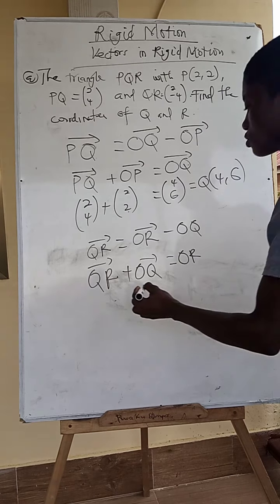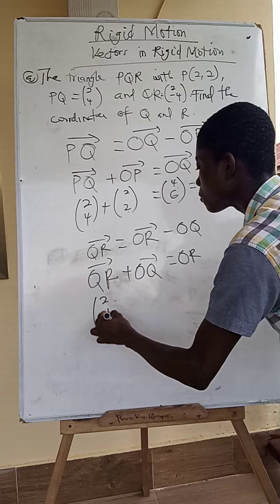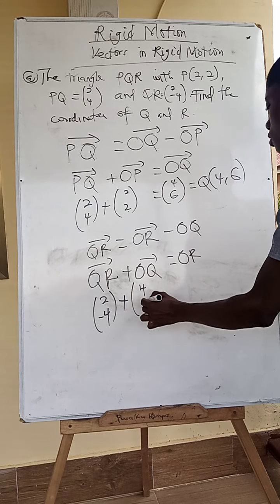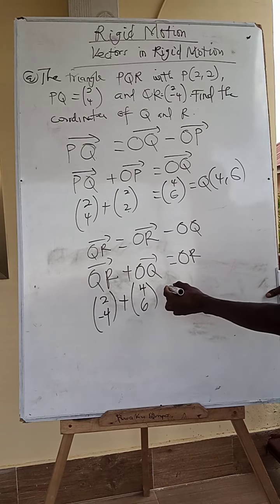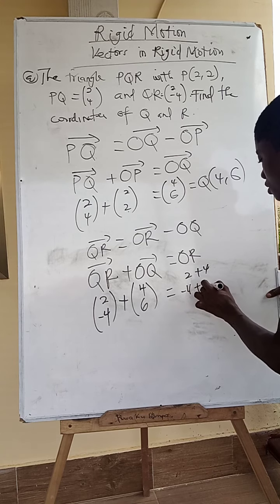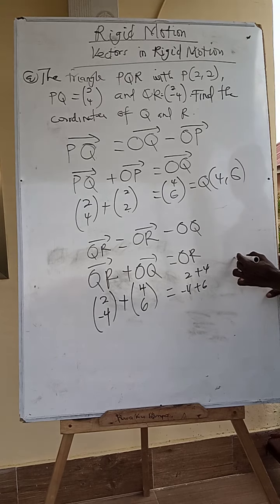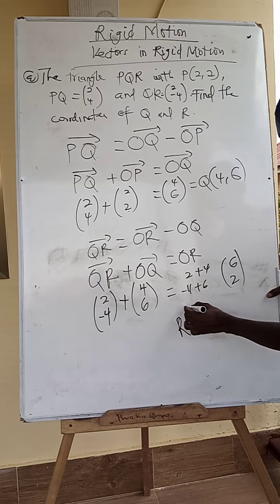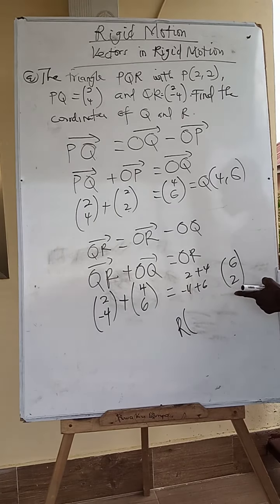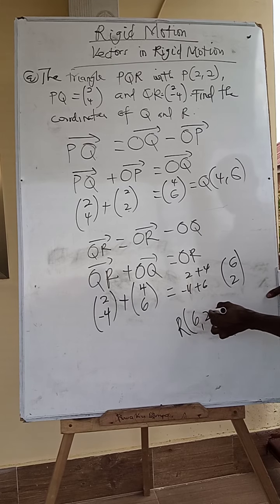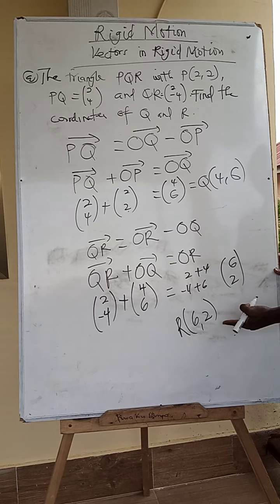Now let's insert the values. 2, negative 4 plus OQ, that is Q, which is 4, 6. Now we are just adding them. The top is 2 plus 4, and the bottom is negative 4 plus 6. So 2 plus 4 is 6, and negative 4 plus 6 is 2. So 6, 2 is the coordinates of R.